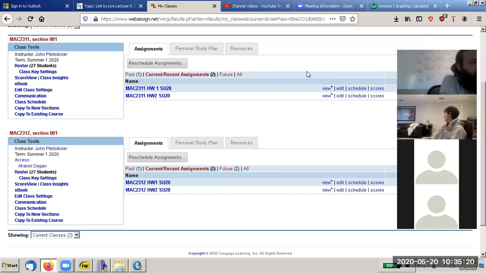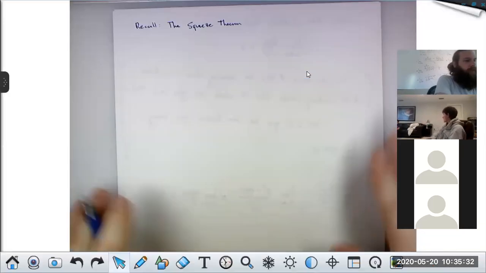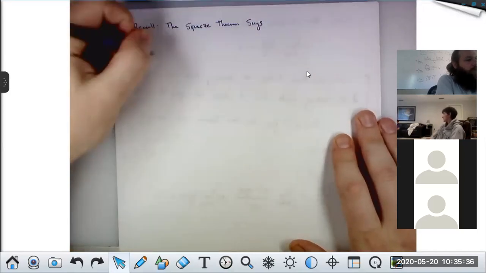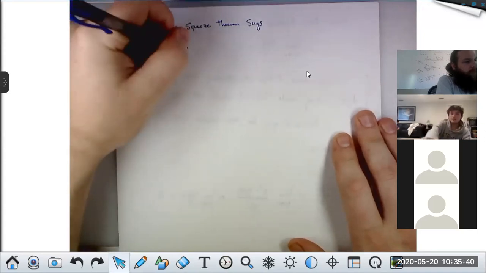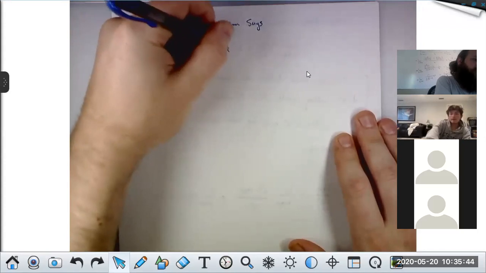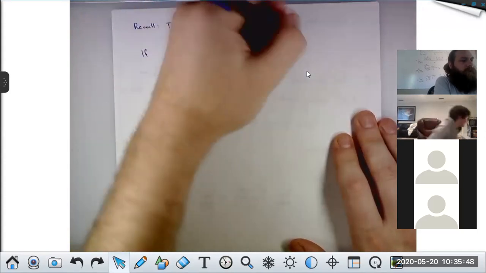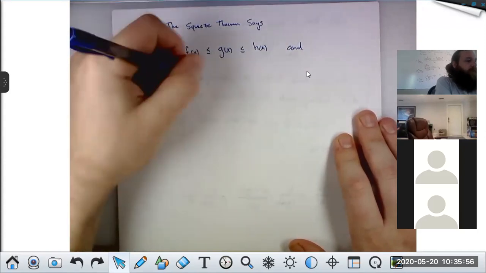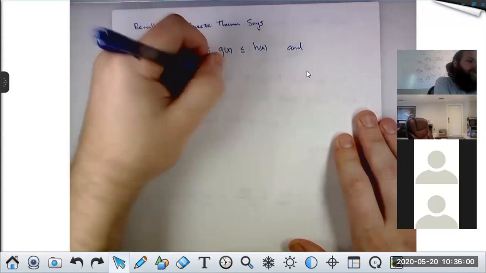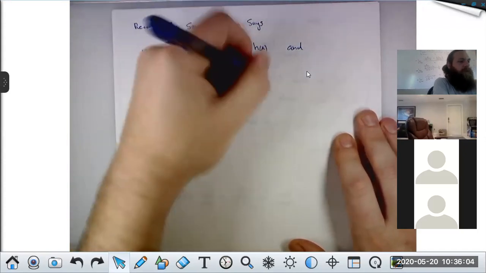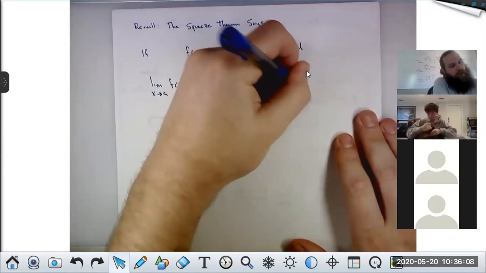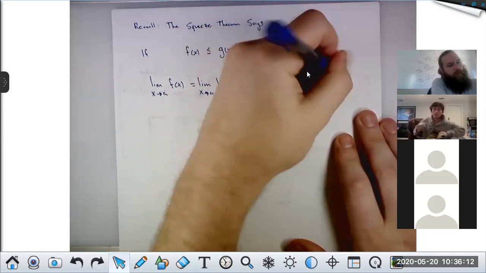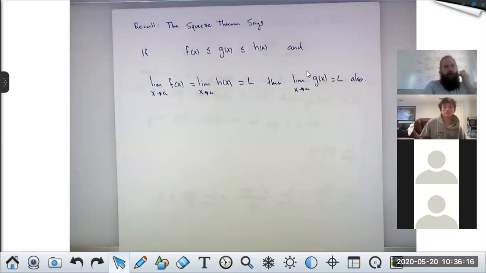Recall, squeeze theorem says if f of x is less than or equal to g of x is less than or equal to h of x, and the limit as x approaches a of f of x equals the limit as x approaches a of h of x, call it L, then the limit as x approaches a of g of x equals L also. All right, this is where we left off last time.